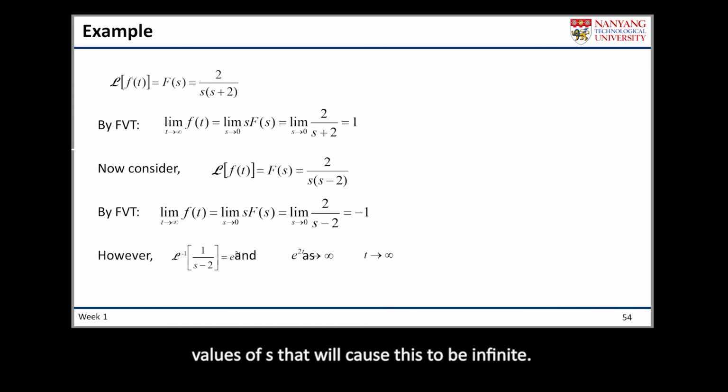A pole is the value of s that will cause this to be infinite. From this function, you have two poles. The first pole is 0, because when s is equal to 0, then you will have 2 divided by 0 times 2, which is infinite. That is the first pole.